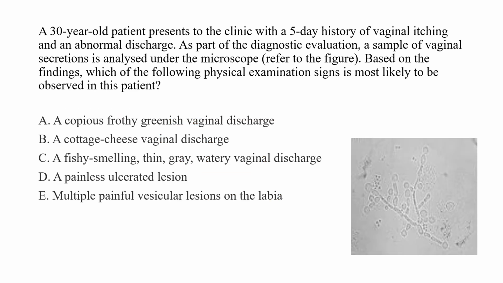Let's have a look at the second question. A 30-year-old patient presents to the clinic with a 5-day history of vaginal itching and an abnormal discharge. As part of the diagnostic evaluation, a sample of vaginal secretions is analyzed under the microscope. Based on the findings, which of the following physical examination signs is most likely to be observed in this patient?